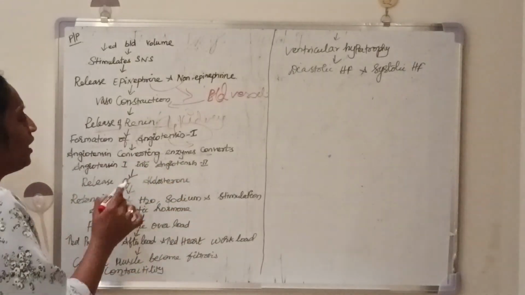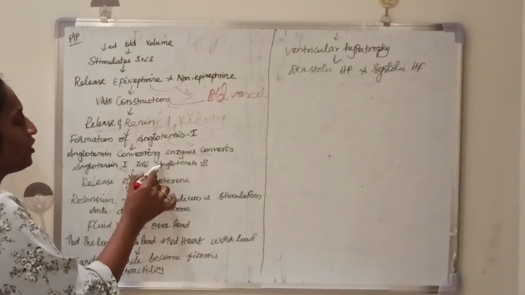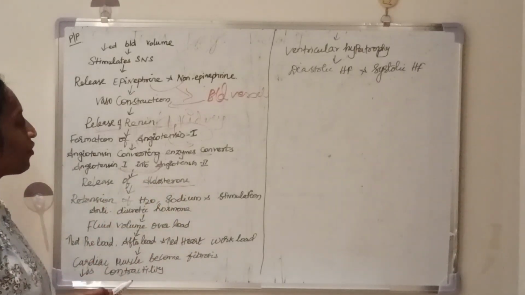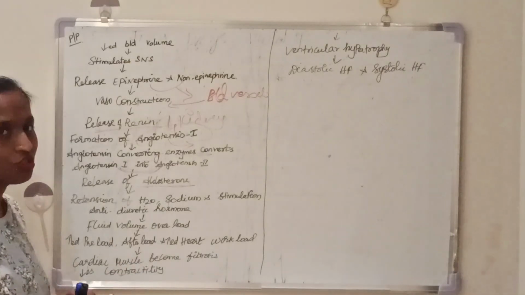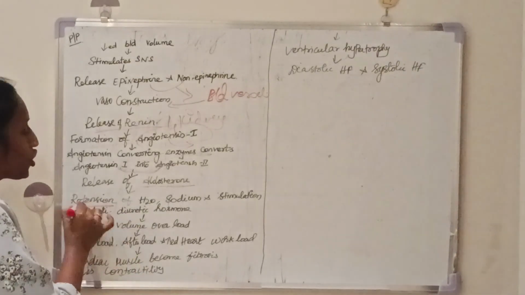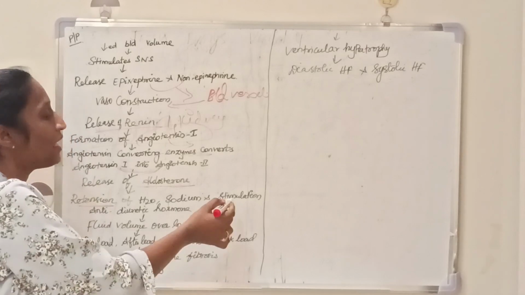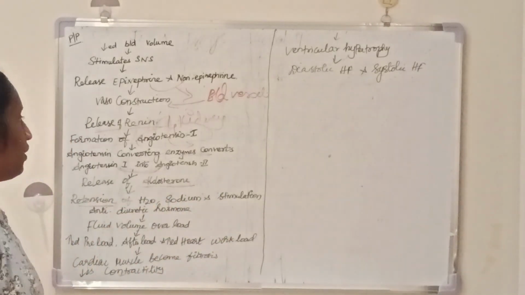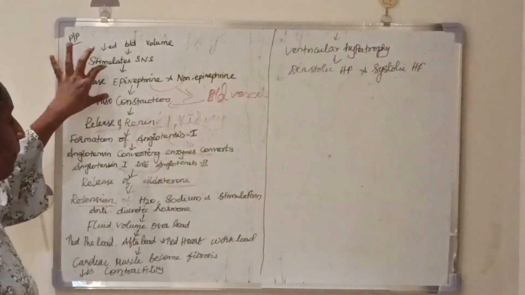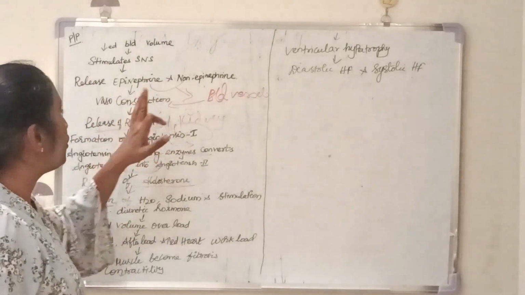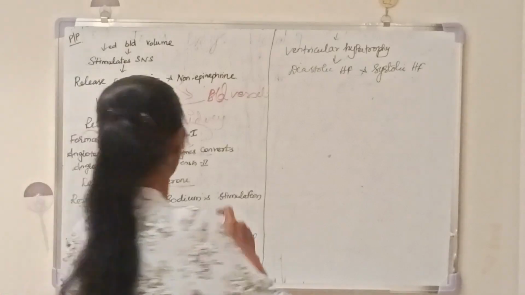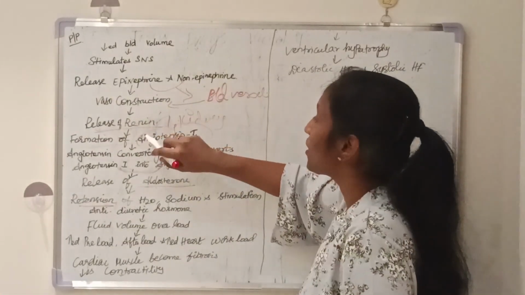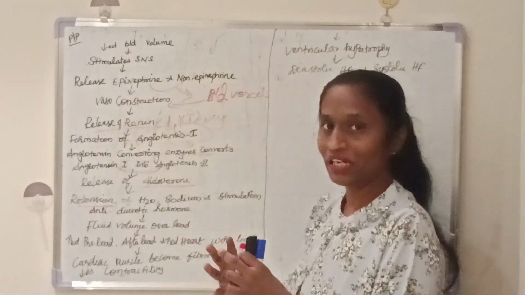Okay. So this angiotensin 2 conversion releases aldosterone. So what is happening due to the aldosterone? There is a retention of water and sodium, and stimulation of antidiuretic hormone. Understand? So here what is happening? There is a release of epinephrine and norepinephrine, which leads to vasoconstriction. So vasoconstriction, what may be happening? The blood supply will be decreased.